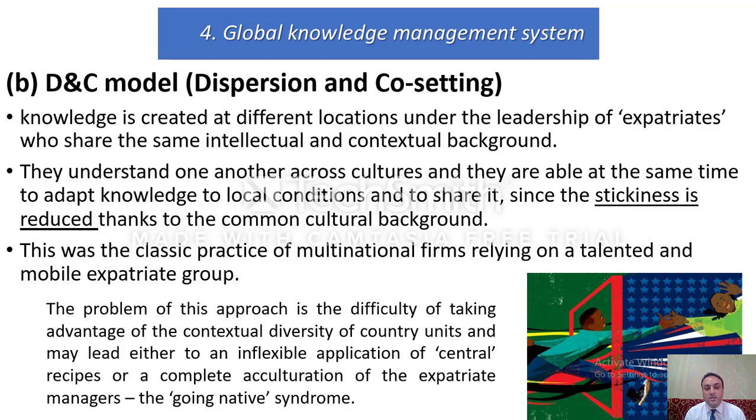The second one is a D&C model, or the dispersion and co-setting. Knowledge is created at different locations in this model under the leadership of expatriates, the personnel who work overseas and who share the same intellectual and contextual backgrounds. They understand one another across cultures and they are able at the same time to adapt knowledge to local conditions and to share it, since the stickiness is reduced thanks to the common cultural background. This was the classic practice of multinational firms relying on a talented and mobile expatriate group.